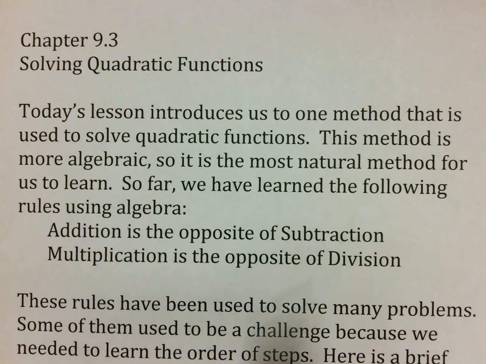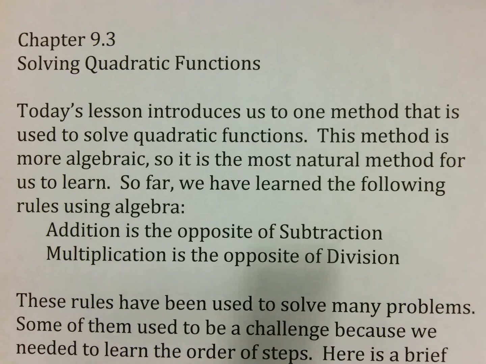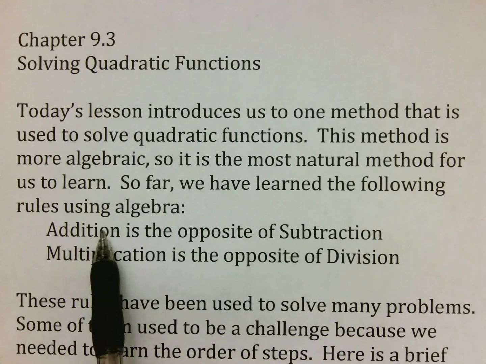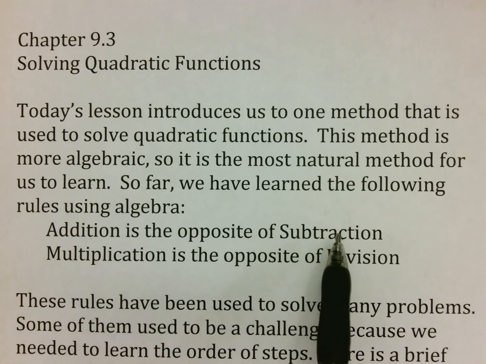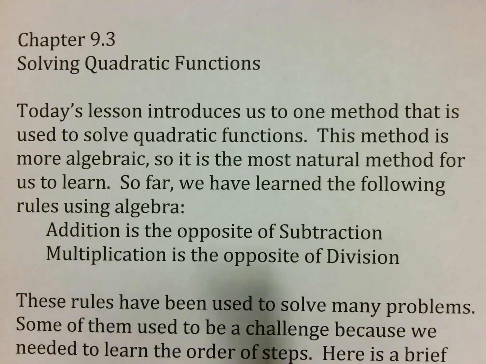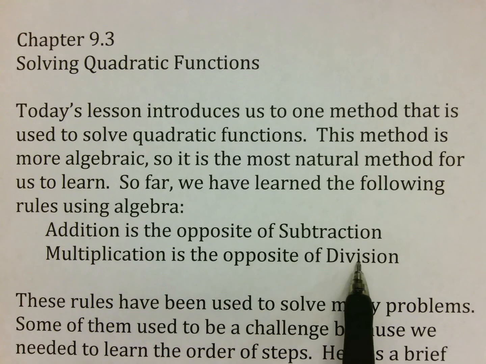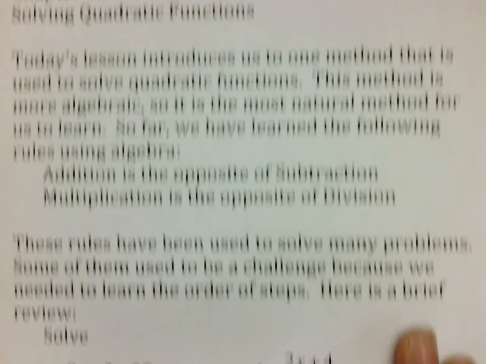So far we've learned the following rules using algebra. We've learned that addition is the opposite of subtraction, which means that if we're getting rid of a number that's being added, we simply subtract it. If we're getting rid of a negative number, we simply add it. We've also learned that multiplication is the opposite of division, so if we're getting rid of something that's being multiplied, we divide it on both sides. If we're getting rid of something being divided, we multiply it on both sides.